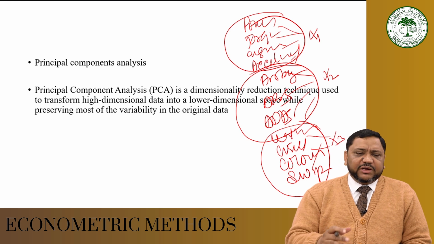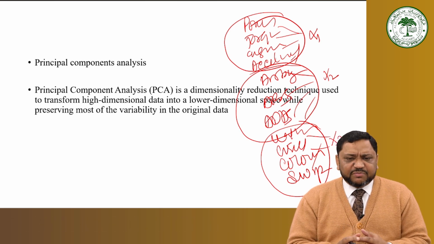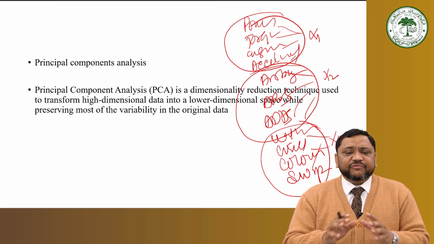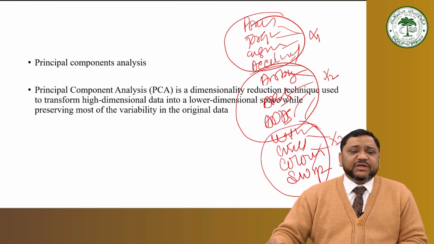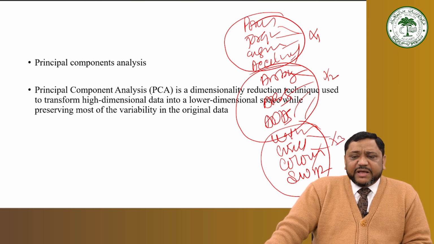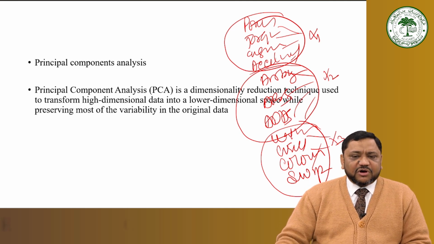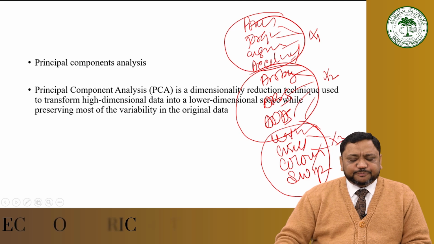That is the beauty, that although we are reducing the number of variables, the number of items to be studied, at the same time we are capturing as much variability as we can. So by selecting a smaller number of principal components, this effectively reduces the number of predictors in the regression model, thereby reducing the risk of multicollinearity.